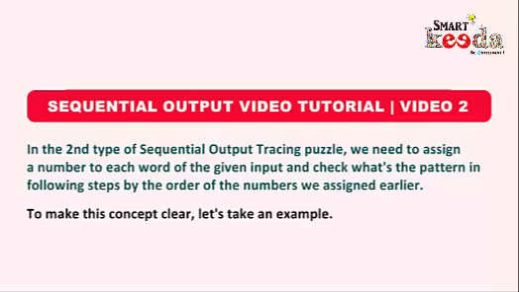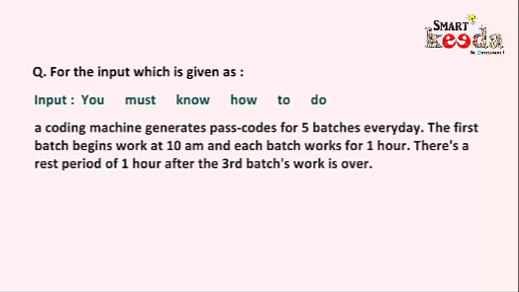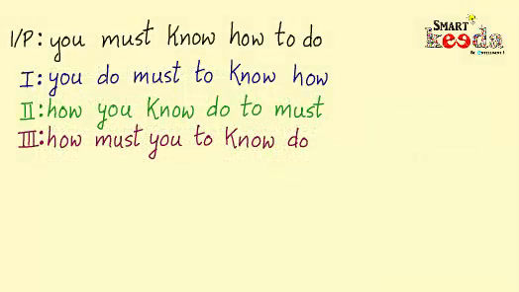The language of the example says that for the input which is given as "you must no how 2 do". A coding machine generates passcodes for 5 batches every day. The first batch begins work at 10 am and each batch works for 1 hour. There is a rest period of 1 hour after the third batch work is over. Here we are given passcodes for 3 batches. The work of the first batch begins at 10 am.